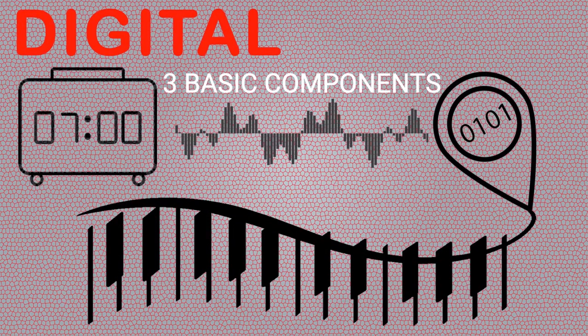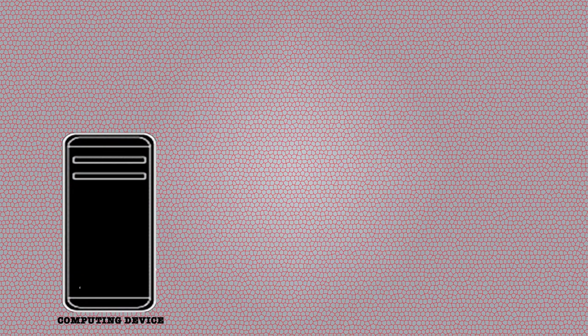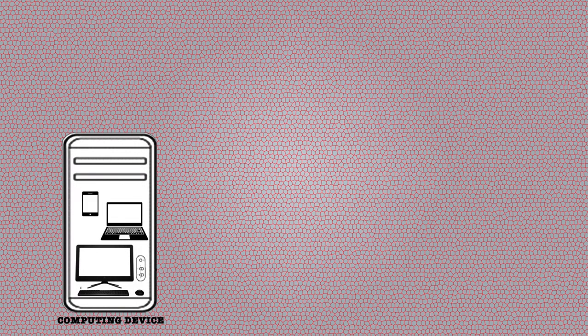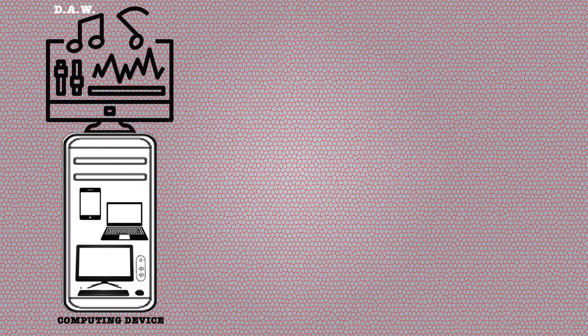There are three basic components of a digital recording setup. The first component is a computer, or a computing device. It can be a regular desktop computer, an all-in-one computer, a laptop, or even a mobile device. The computer will also need a program or application to record and process the audio. This is usually called a DAW, that stands for Digital Audio Workstation.